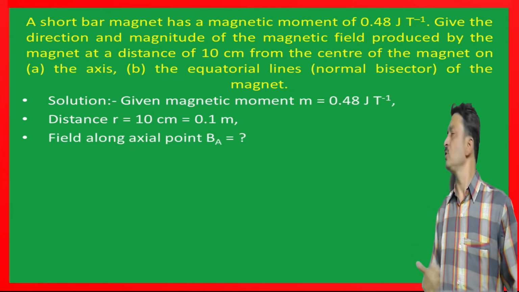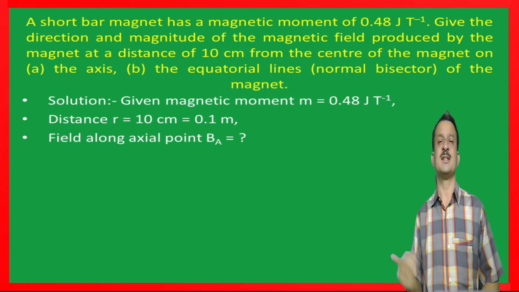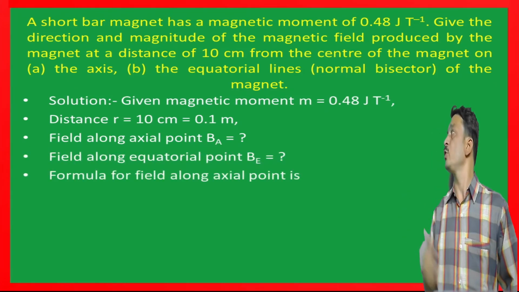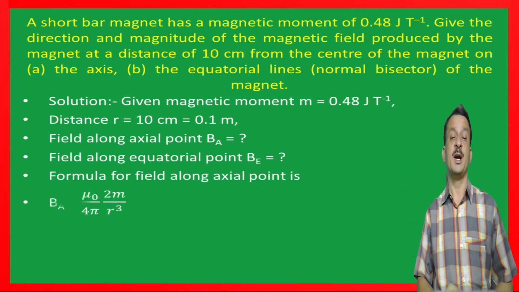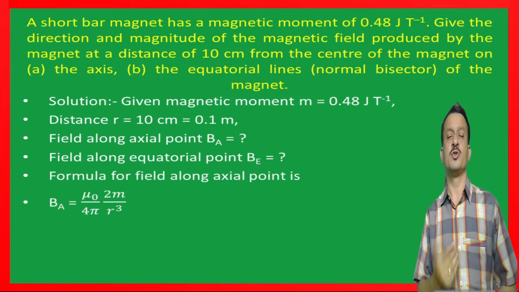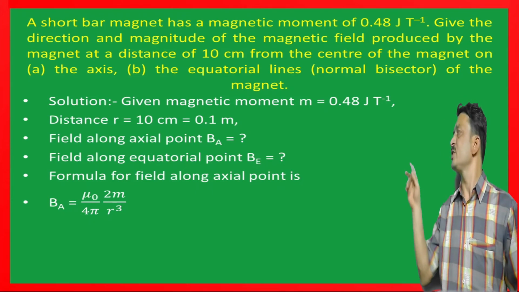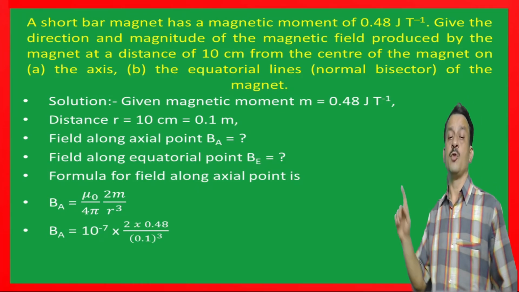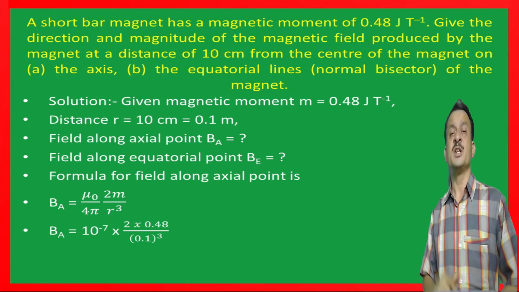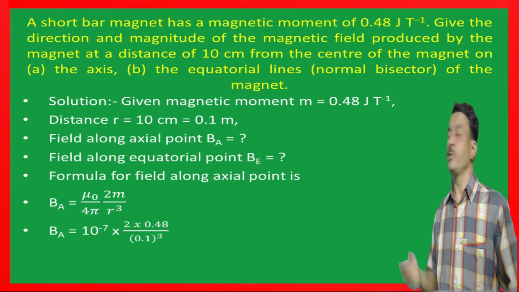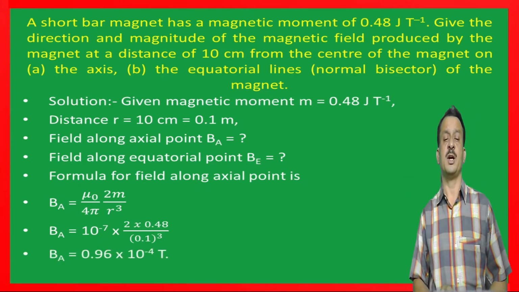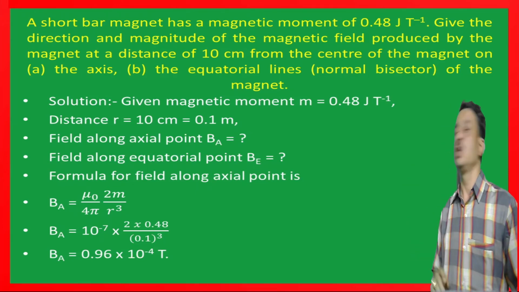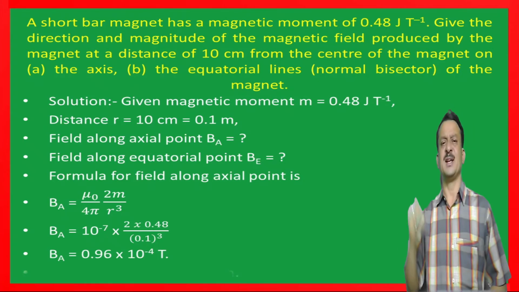Now we have the formula for the field along the axial point, which is similar to that of an electric dipole. Therefore BA is equal to mu naught divided by 4 pi times 2m divided by r cube. Very simple one. Now substitute the values. Mu naught divided by 4 pi is 10 raised to minus 7, into 2 into magnetic moment 0.48, divided by distance 0.1 cube. Now simplify this, and I will get the answer 0.96 into 10 raised to minus 4 Tesla. Now this is along the axial point.